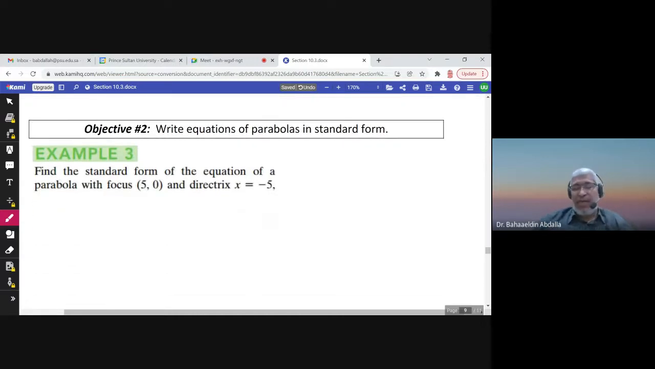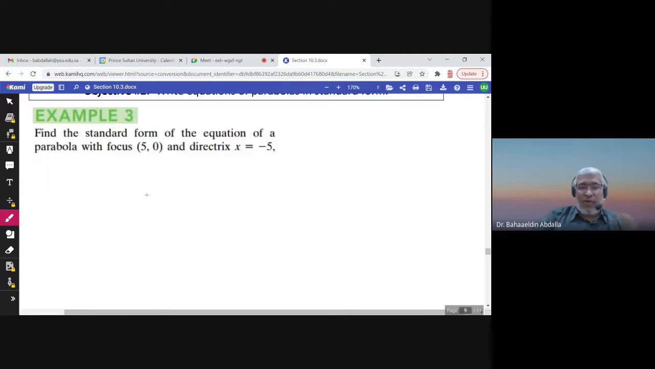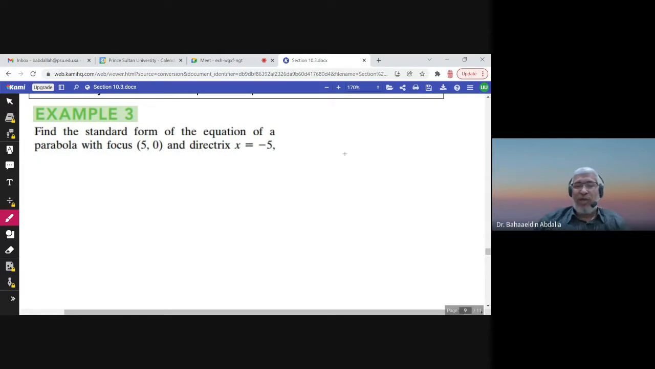Now the second type of questions about parabolas, about conic sections in general, is to find the standard form of the equation. So either graphing or find the equation. He will give you some information, and as usual, I'll sketch, I'll graph this information to find out information that helps me to find the equation of the parabola.